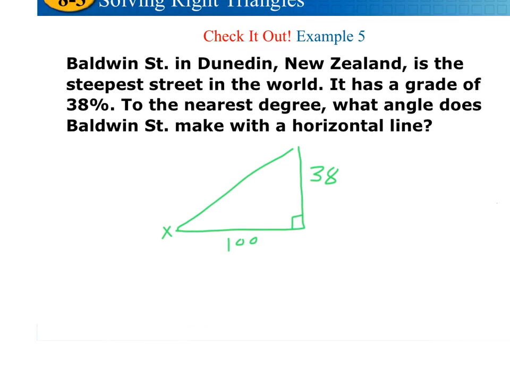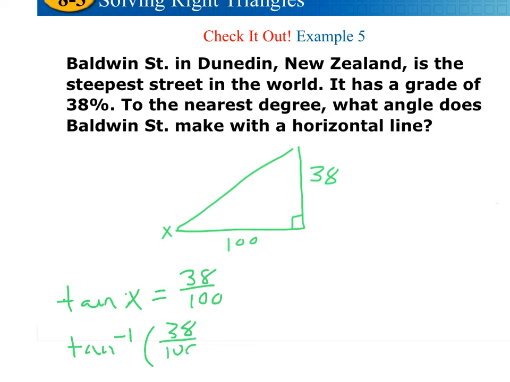What do we need to do to find angle X? The tangent of X is equal to the opposite over adjacent, so 38 over 100. So we're going to do tan -1 of 38 over 100. And what do we get? 0.38. So you get 21 degrees.